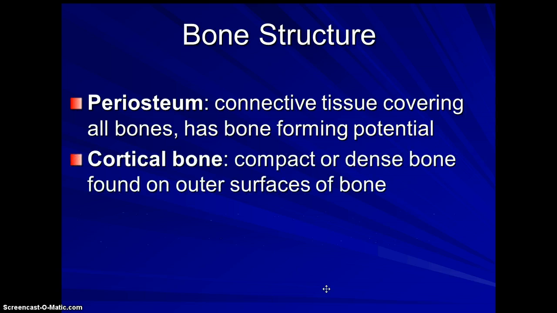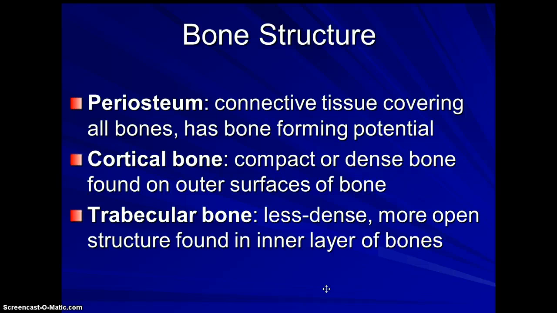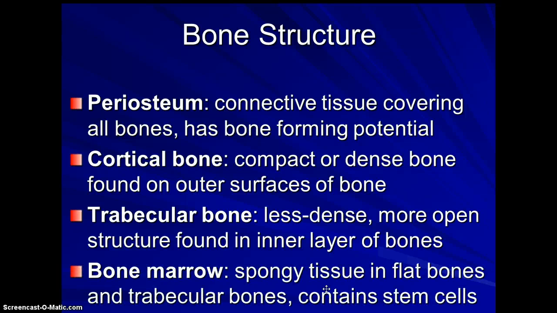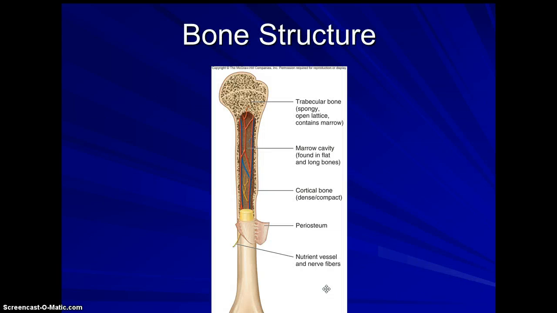So the bone structure is really made up of three different parts of the bone. The connective tissue that covers all the bones is the periosteum. The cortical bone is the compact or dense bone that's found on the outer surfaces of bones, and the trabecular bone is that less dense, kind of spongy-like structure that's the inner layer of bones. Inside the bone, there's also bone marrow. Sometimes you hear about bone marrow because red blood cells are made in bone marrow. Bone marrow also contains stem cells.